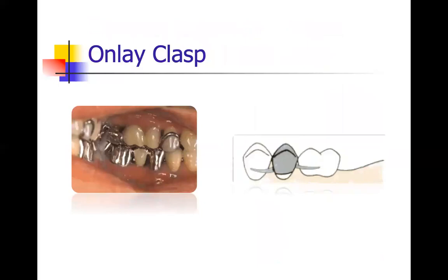Onlay clasp is indicated when the occlusal surface of the abutment lies apical to the occlusal plane. The occlusal surfaces of the abutments are covered with crowns from where the clasp arm arises. These are covered with crowns. It establishes the occlusal plane. It is indicated in caries-free individuals.